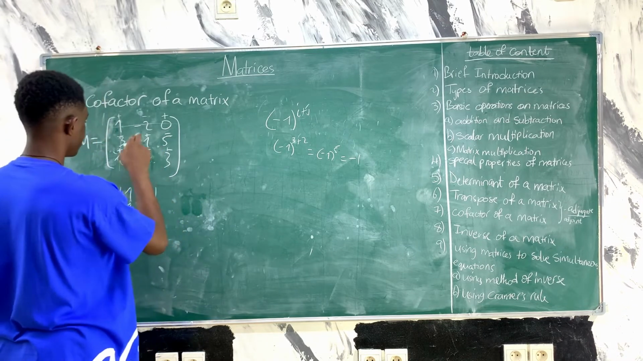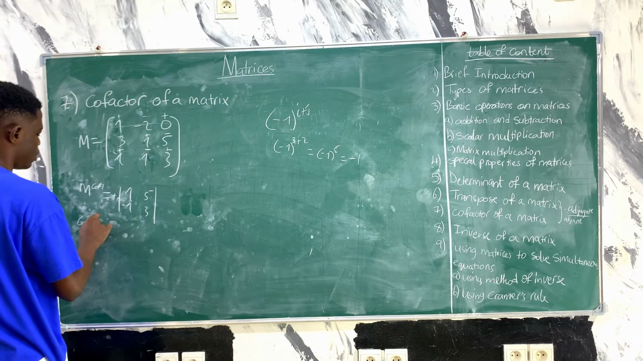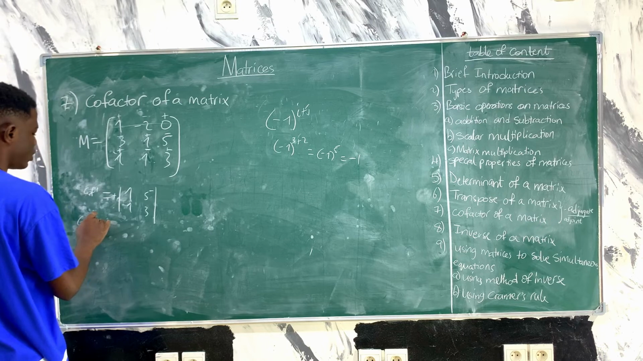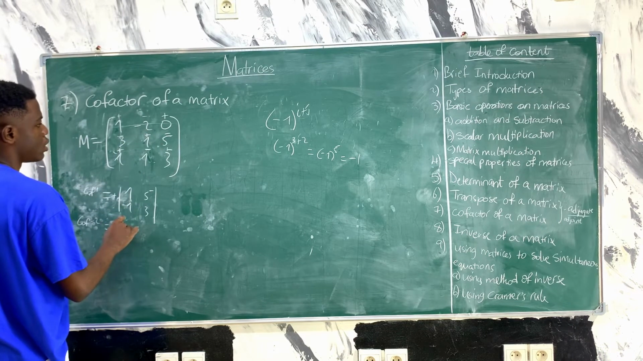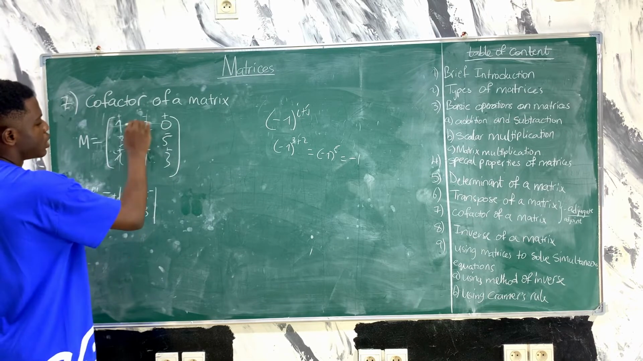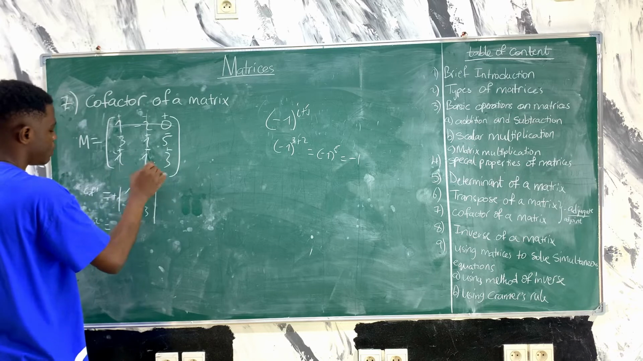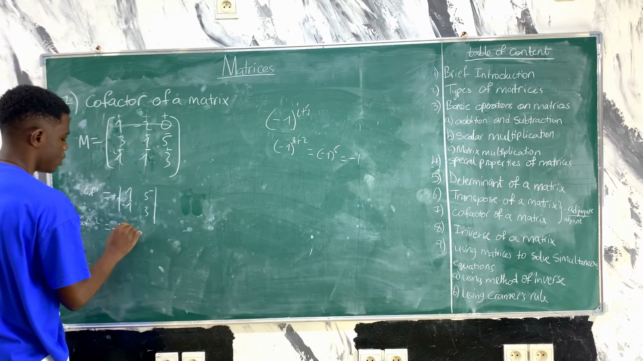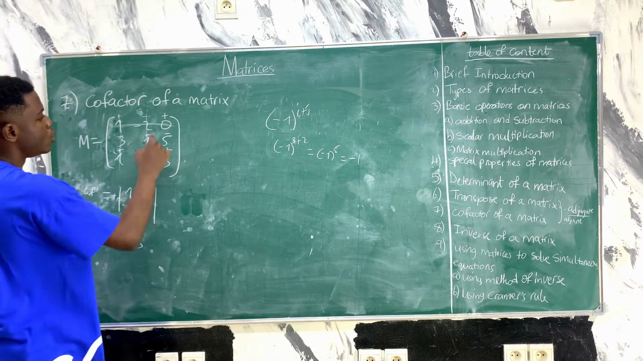Then the cofactor of 2. Cofactor of minus 2, for instance. You cancel here and you cancel here. You have 3, 5, 1, 3. The sign is minus, so it's minus 3, 5, 1, 3. You do same for this.